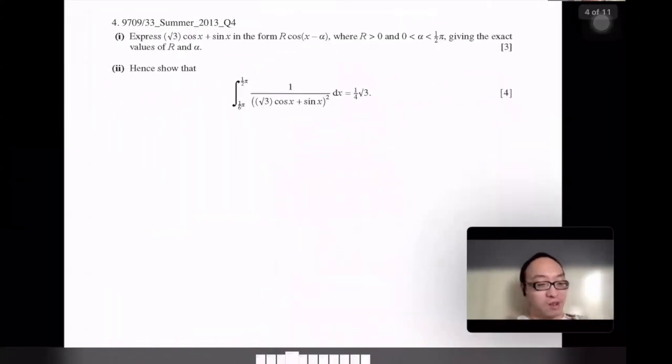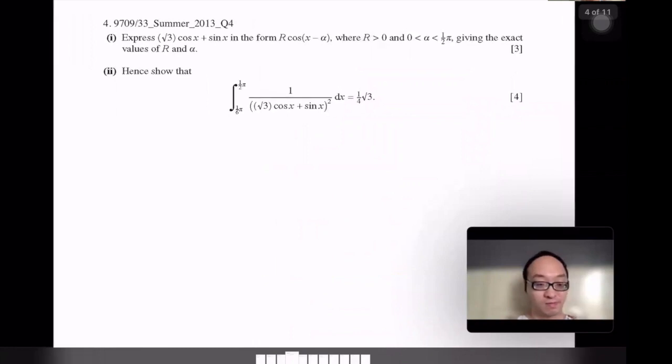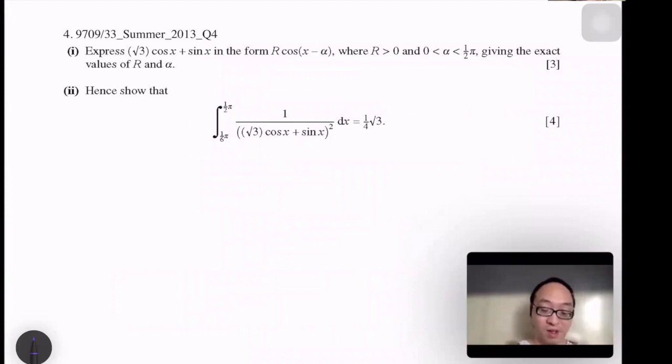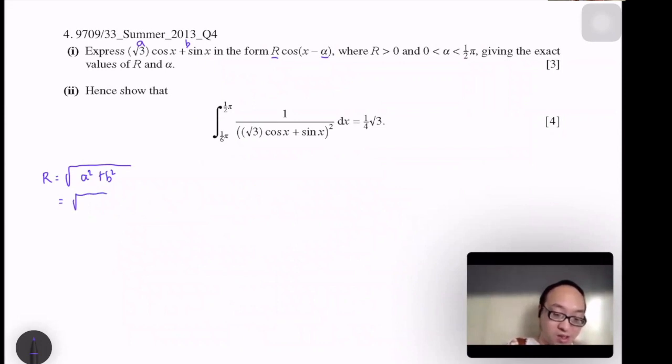Moving on, number 4. Now, this is special form. We need to find the R and alpha. The formula for finding R is the Pythagoras of this. This is A and this is B. So A is root 3, and R is the root of A square plus B square. So root 3 square plus 1 square is the root of 4, which equals 2.